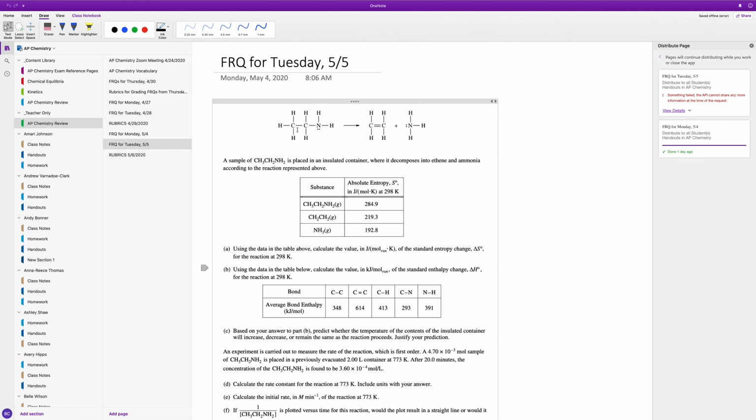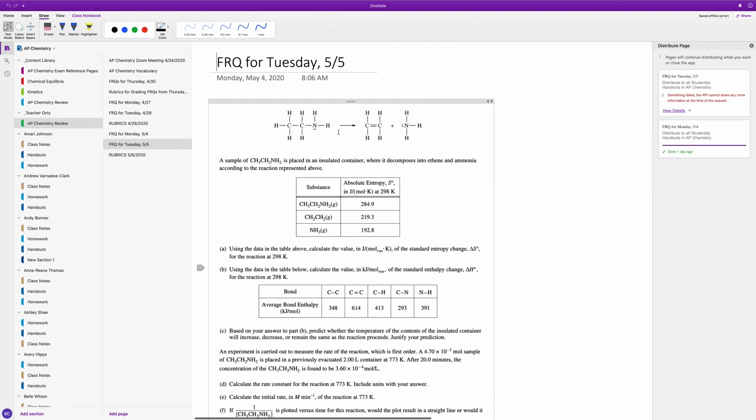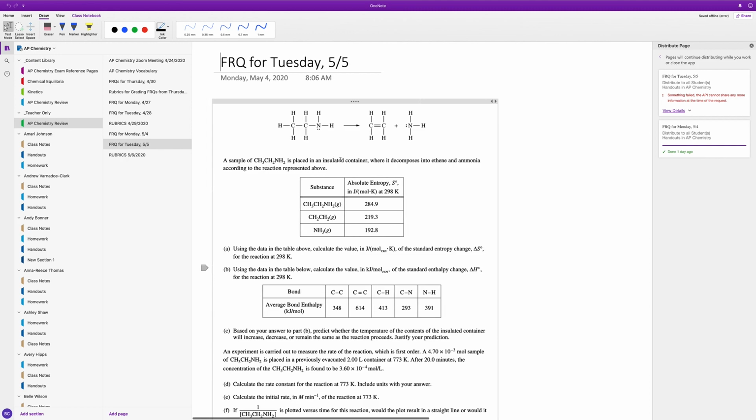Okay, so we have this decomposition reaction basically where one of the hydrogens jumps over here onto the nitrogen, and then that part of the molecule pops away, and then a double bond forms. Okay, so we place some of that original reactant in an insulated container. Okay, that's important for thermodynamics. If you're going to measure enthalpy or something like that, it should be insulated, closed system as best as you can. Decomposes into ethene, that's this stuff, and ammonia.